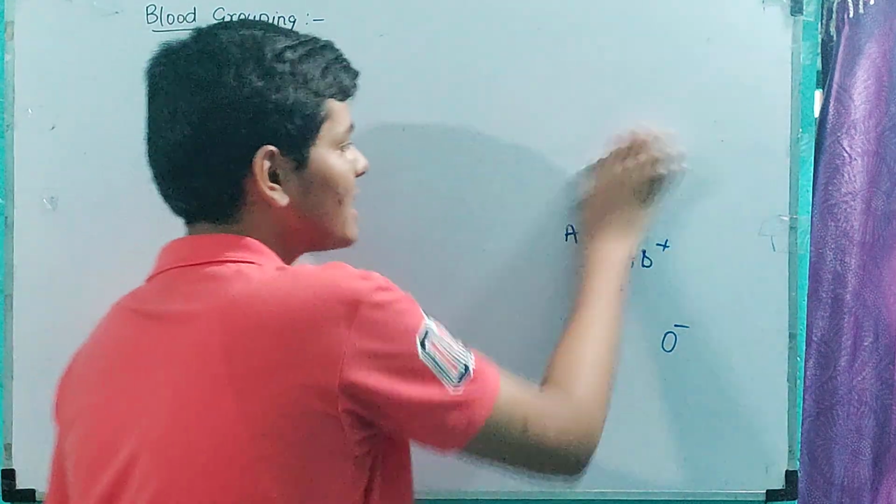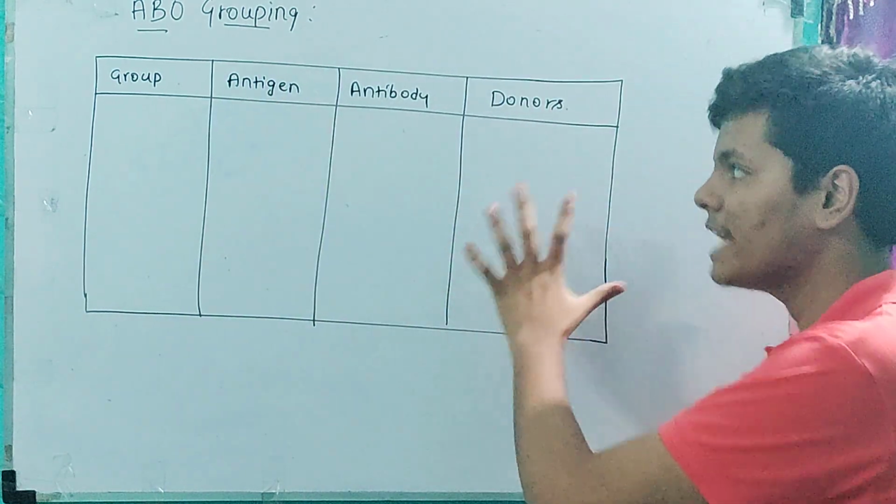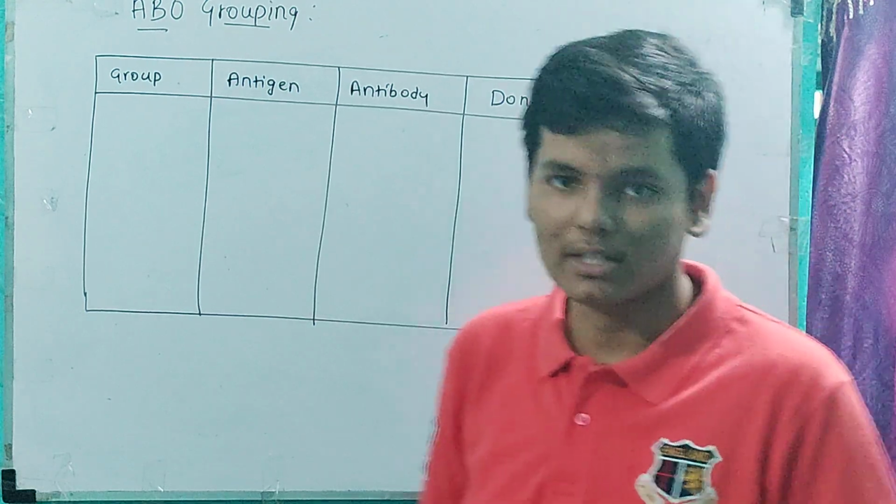Now, to understand this ABO grouping, we need to draw a table. So, let us start with the drawing of the table. Now let us enter the main concept of blood grouping, the first one, that is ABO grouping. I have a table over here which we will be filling in this video.